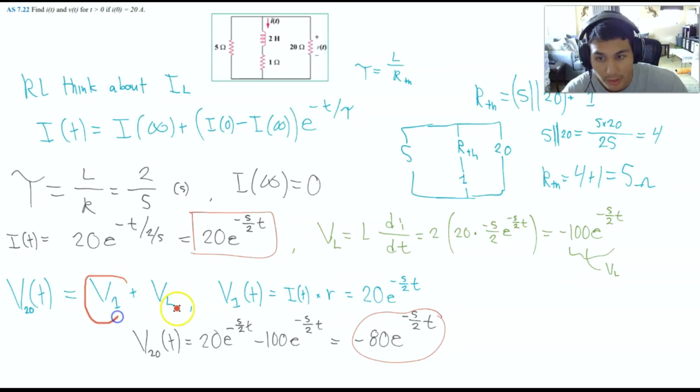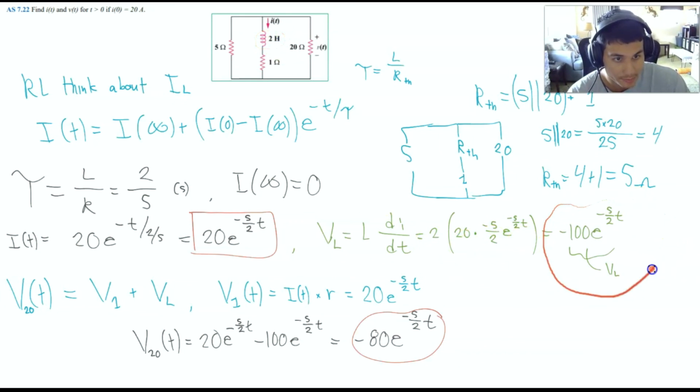Okay, so if you agree with me on those two facts, then we could use the fact that V1 plus VL is equal to V20. And that's just KVL for this little loop, right? And if you see that V1 of t, well, we'll start off with VL. So this formula, we all know this formula, VL is equal to L di dt, right? So if you just take the time derivative of I of t right here, and then you multiply it by L, which is given, you get this answer.